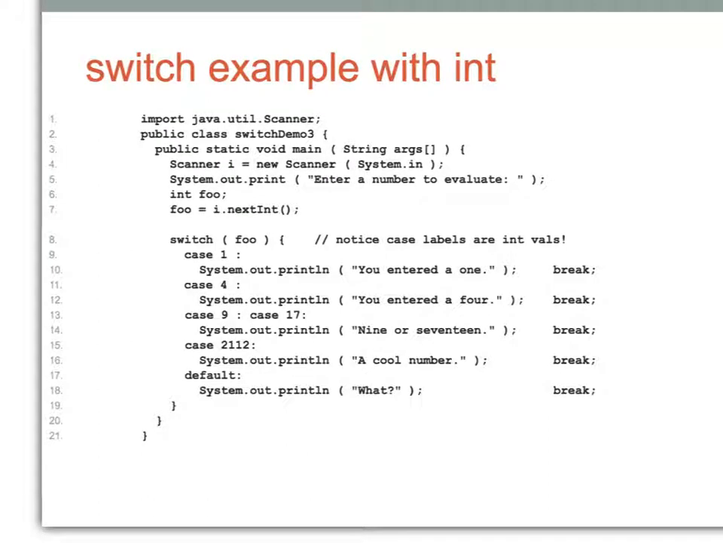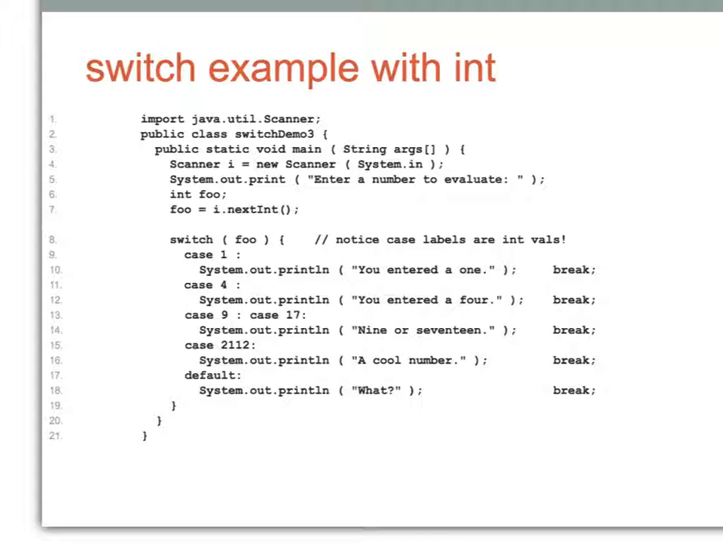Okay, here we've got a third example of a switch statement. In this particular case, if we go through, the first line of code imports the util scanner so that we can actually provide user input. The next line defines the class. So the name of our class is switch demo 3. We set up our main method in line 3.